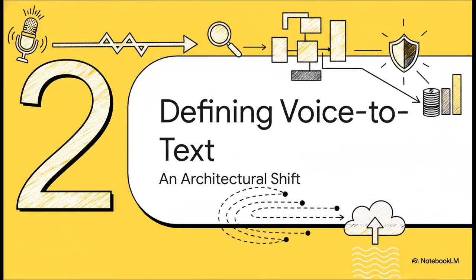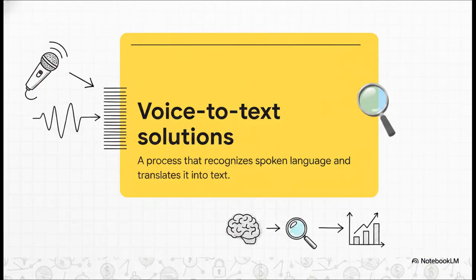Which brings us to Section 2, defining voice to text and the core architectural shift that actually solves this problem. Let's just ground ourselves in the exact terminology here. The NICE Acronyms glossary defines voice-to-text solutions quite simply. It's a process that recognizes spoken language and translates it into text. Now, in the high-stakes realm of financial crime, this is absolutely the foundational step. It takes all that unstructured, unsearchable audio we were just talking about and fundamentally transforms it into a structured format that can actually be analyzed.